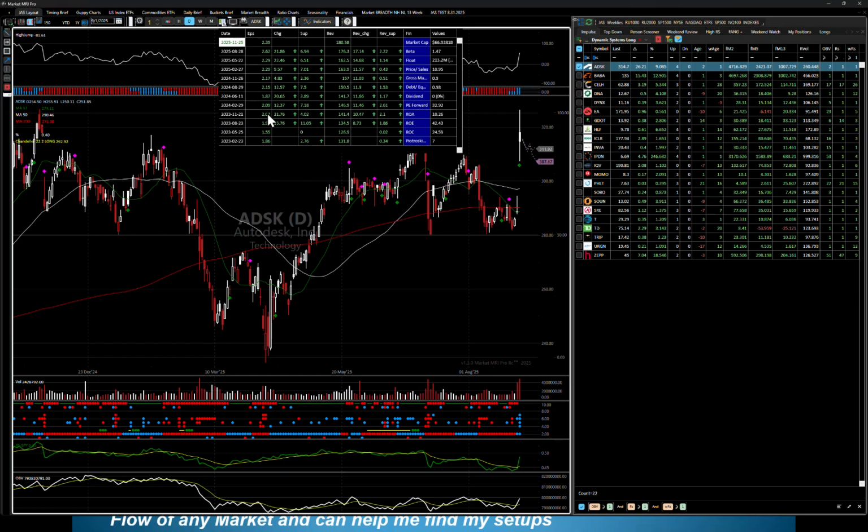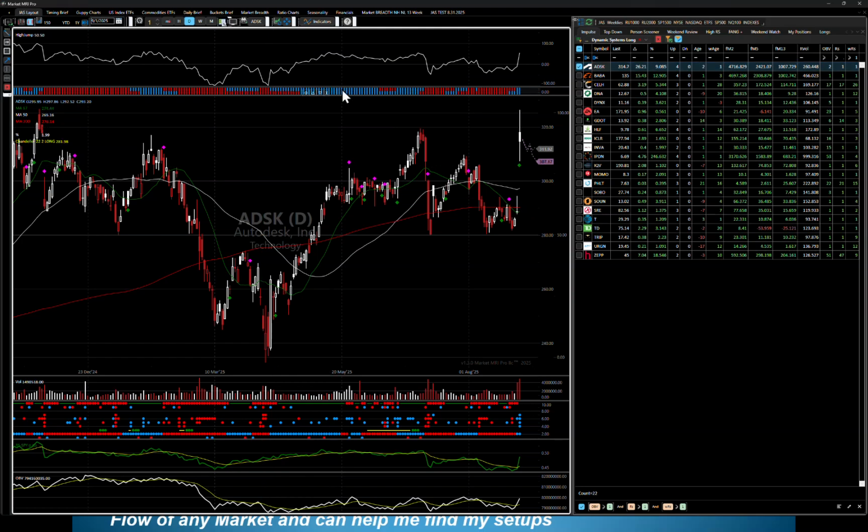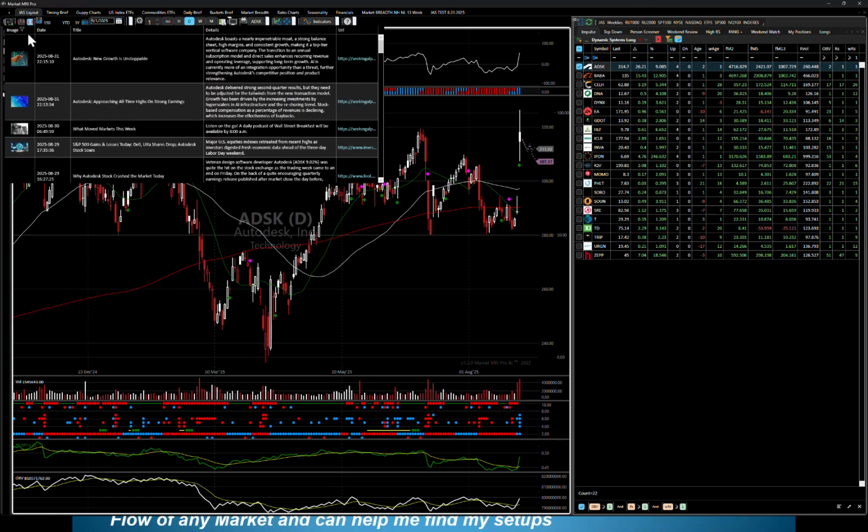So Autodesk looks interesting. Now, when I see a move like that, I get worried about a high jump, but when I click on this, we're not there. I don't like that it finished in the bottom part of the candle, but it was a soft day on the market. Not a bad looking stock. I wouldn't buy it at the open because I expect it to pull back some, but that might be what I'm thinking about. And if I want to know the news, you go to the thing over here and you could see, ooh, new growth is unstoppable. Well, maybe that tells me I should be more interested.